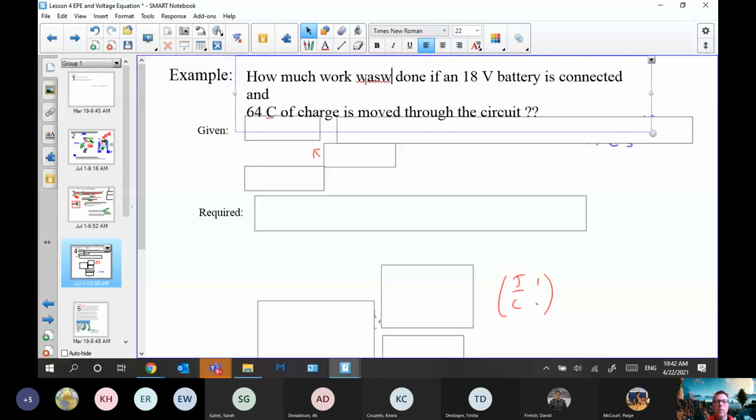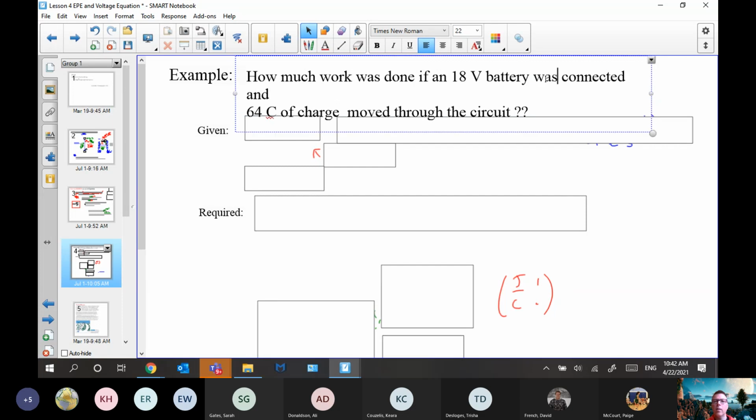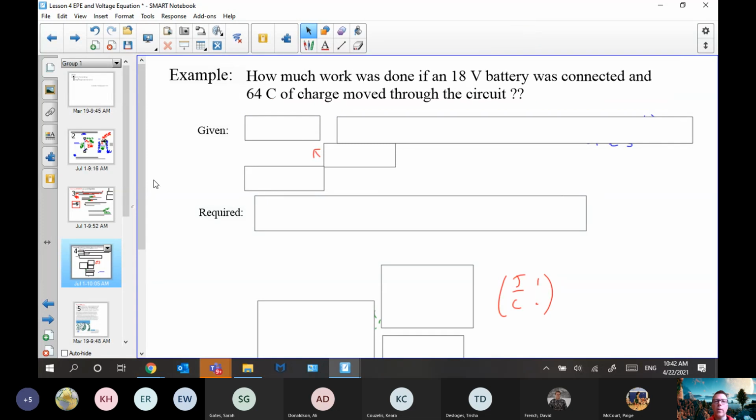Good, right? I have to change all the past tense: how much work was done if an 18-volt battery was connected. This is why English is a hard language. This wouldn't even sound bad to someone who doesn't understand English. I changed the other tense, and 64 moved through the circuit. Anyways, that gave you time to write whatever you want.